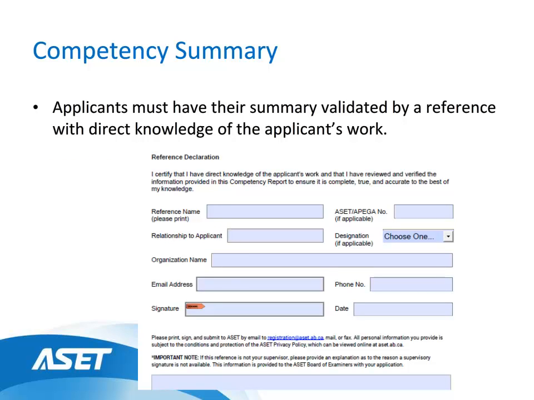In addition to signing their own summary, the summary must be reviewed and validated by a reference with direct knowledge of the applicant's work, typically a supervisor or professional member of ASET or PEGA. The reference must review the competency summary and sign a declaration attesting to its validity. If the applicant does not have a supervisory reference, they are asked to explain the circumstances and the relationship of the reference to the applicant.